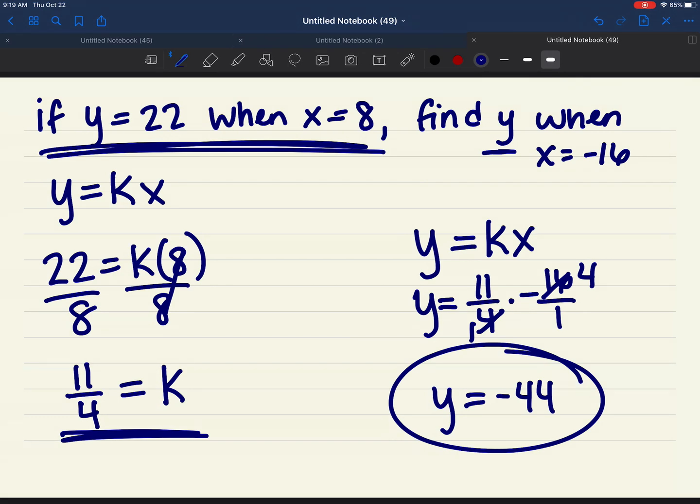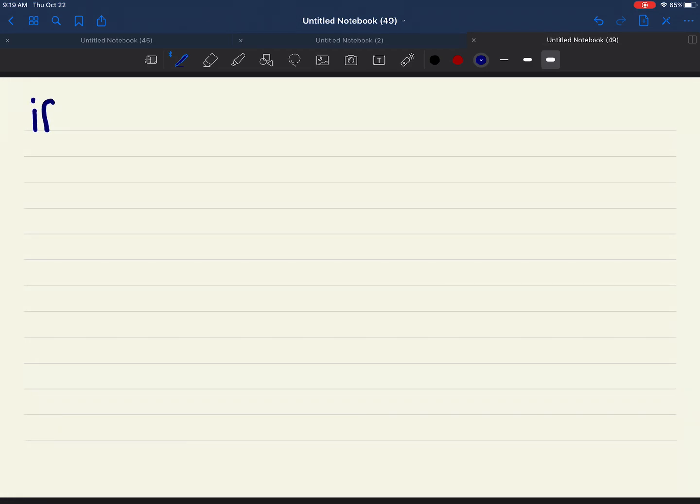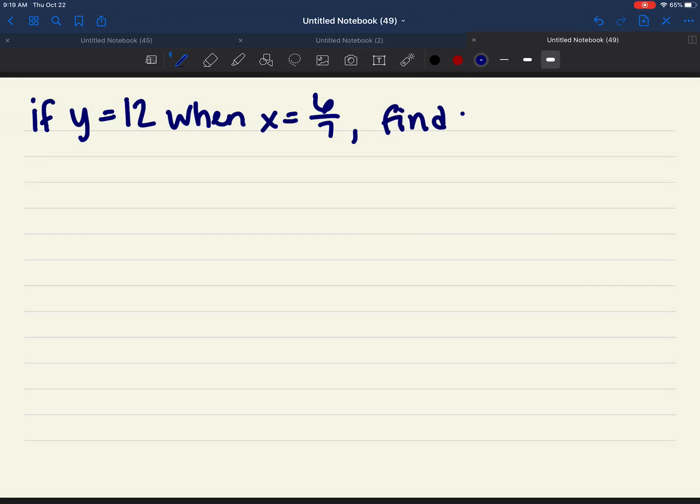Okay, so basically you're going to take the x and y value it gives you, solve for k, and then use that value for k to solve for your missing value. Okay, we're going to do another one. Let's do if y is equal to 12 when x equals 6/7, we want to find x when y is equal to 16.